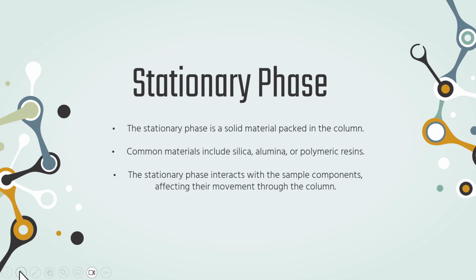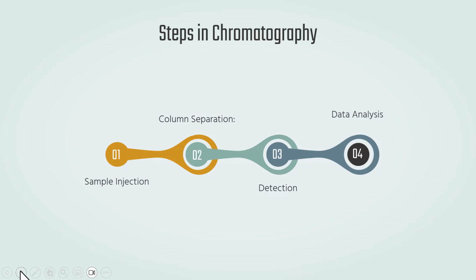Stationary phase. Stationary phase is a solid material packed inside the column. Common materials include silica, alumina, or polymeric resins. The stationary phase interacts with the components of the sample mixture, affecting their movement through the column. For example, some components might stick to the stationary phase more than others, causing them to move slower and separate from faster moving components.